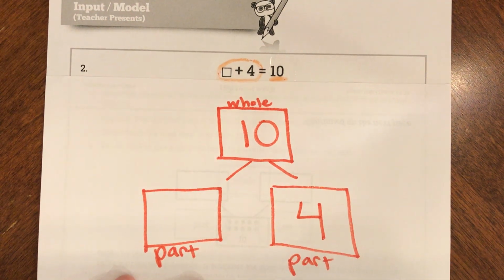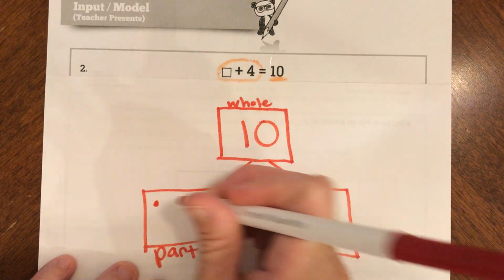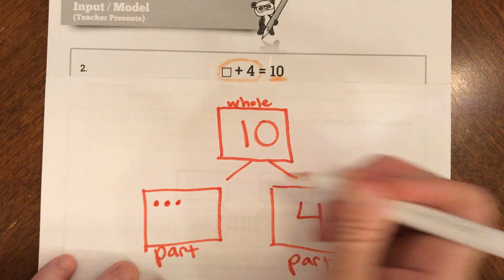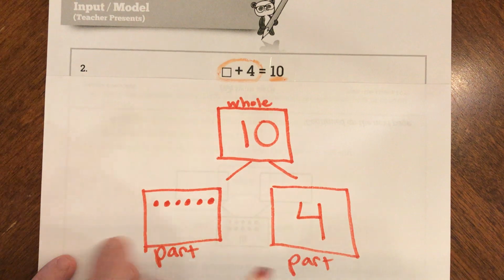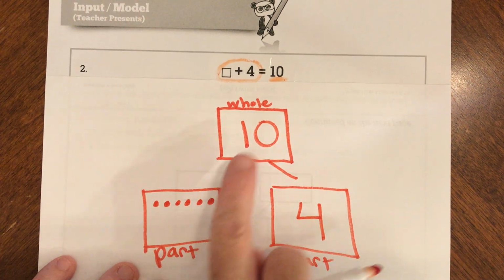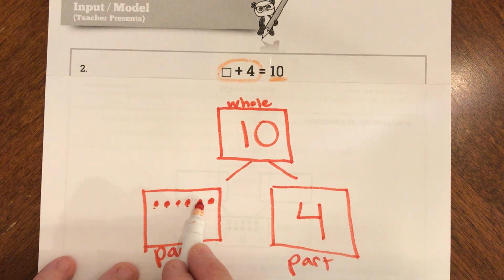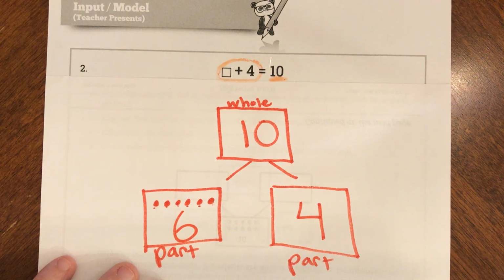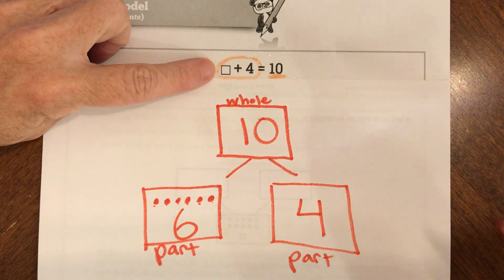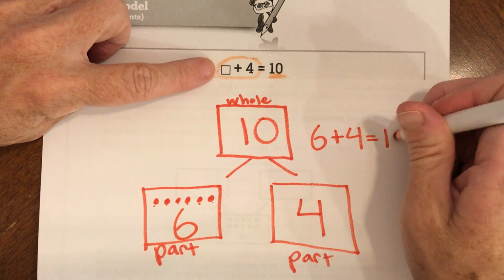So I'm going to do the same thing. I'm going to say I have 4, and then I'm going to count on till 10. So ready? 4, 5, 6, 7, 8, 9, 10. How many did I have to count on to get to 10? Let's count them. 1, 2, 3, 4, 5, 6. So my other part is 6. So my unknown addend is 6. So my equation is 6 plus 4 equals 10.